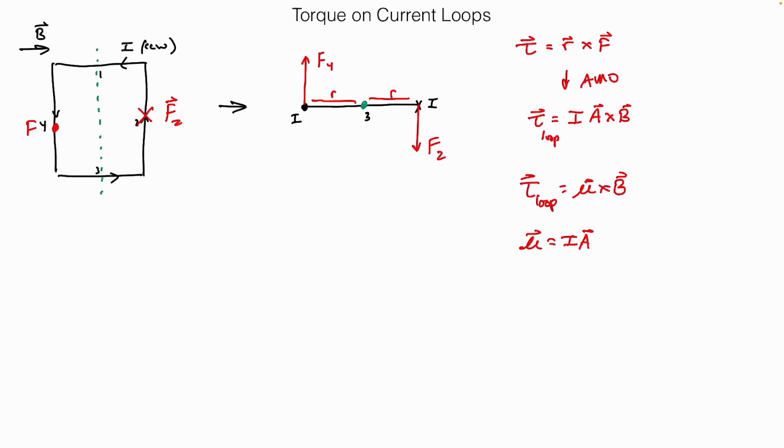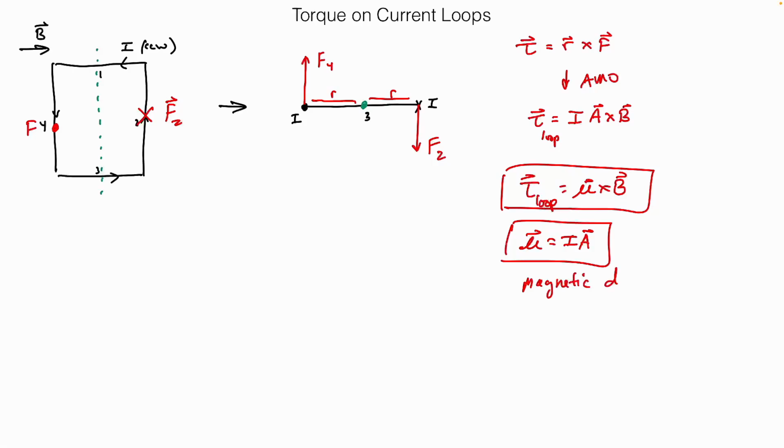I know you're kind of like, oh, this is dumb. I know. This mu right here, so this is how we write the torque, mu cross B. The mu, which is the current times the area, is called the magnetic dipole moment. Not because it's having a moment, but because it's related to torque.